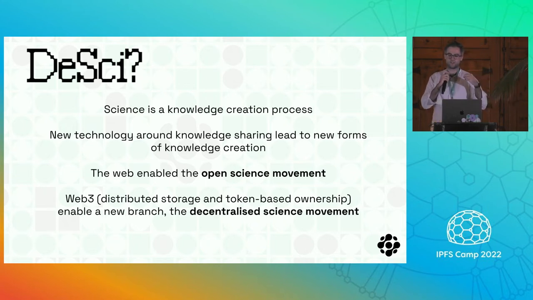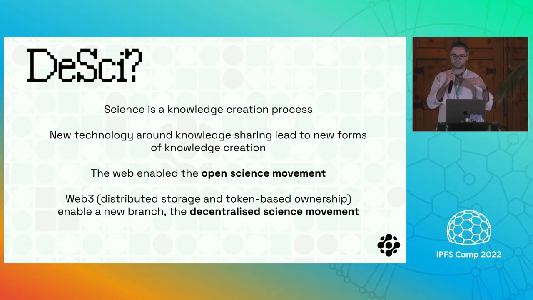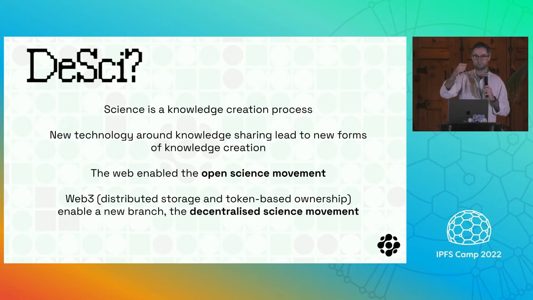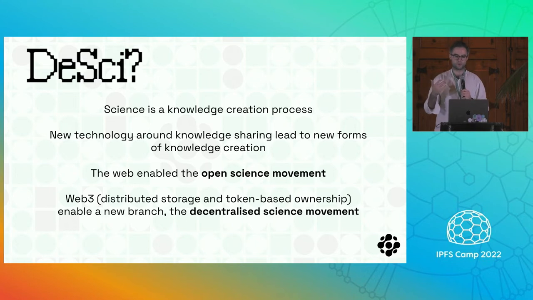And then new technology around knowledge sharing leads to new forms of knowledge creation. And I think a pretty good example for that in history, two examples actually, is the invention of the printing press, which enabled the production of scientific papers at a larger scale than what we usually saw. Before that, you had monasteries where these codexes were hand copied, and suddenly there was an explosion in proliferation of scientific communications among other forms of communications.